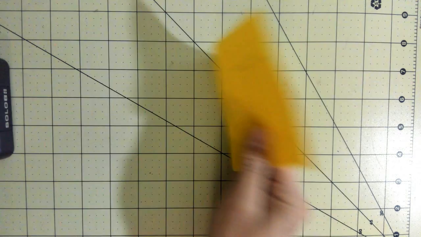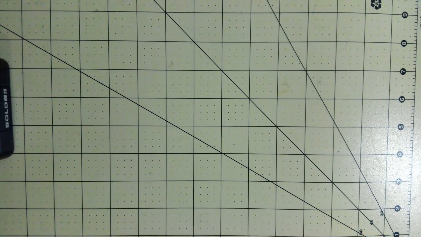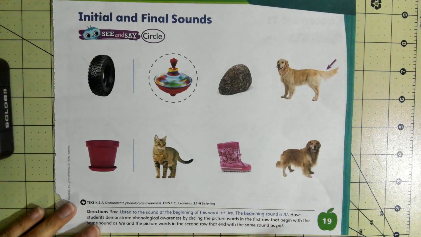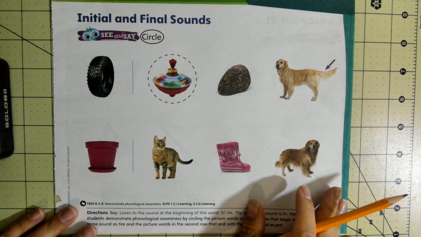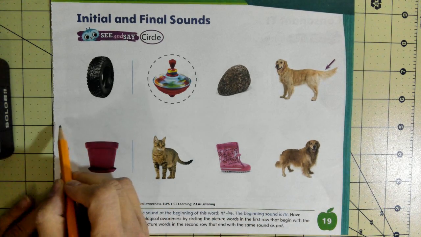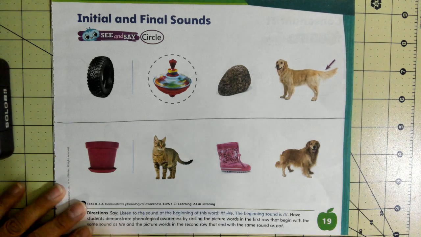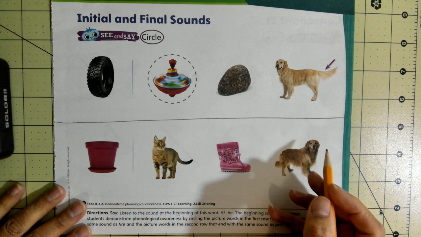So today you're going to work on pages 19 and 20 in your MyView K.1 workbook. Okay, so we're going to work on page 19 together, and then you'll do page 20 on your own. I'll give you directions. So on page 19, the first thing I want you to do is draw a line between the pictures, between the rows of pictures.